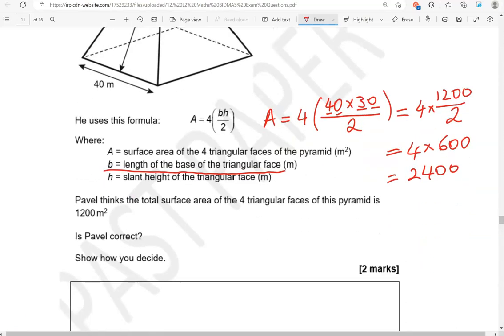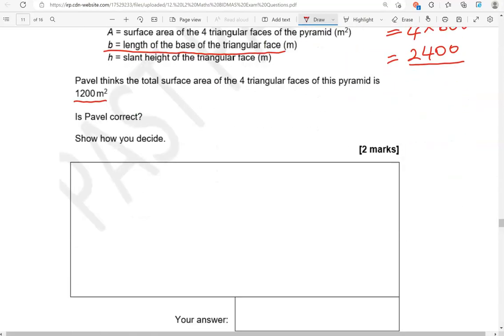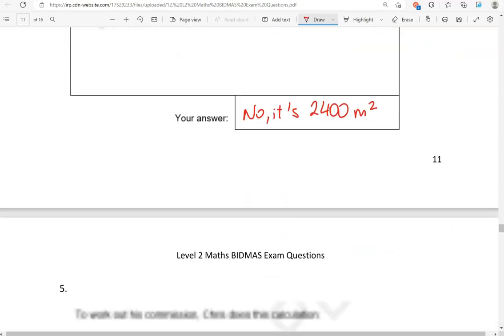So Pavel thinks the total surface area of the 4 triangular faces of this pyramid is 1,200 square meters, but in fact it was 2,400. So is Pavel correct? We're going to say no. It's 2,400 square meters, and we've shown the working out.